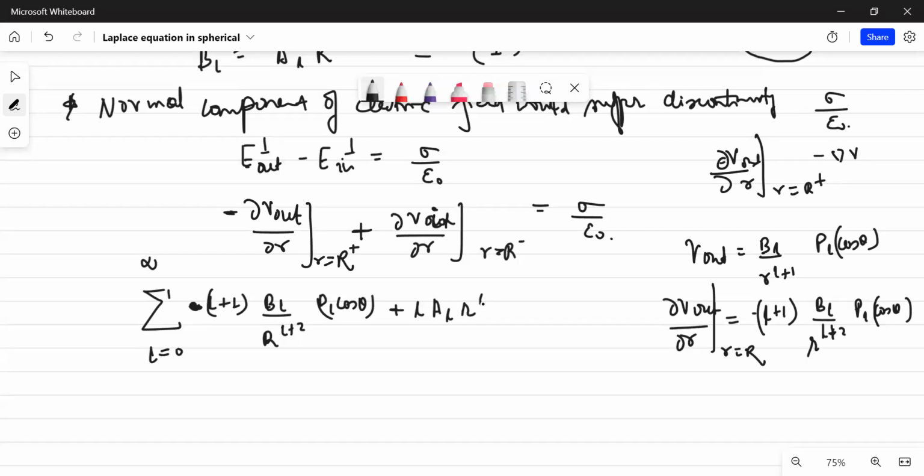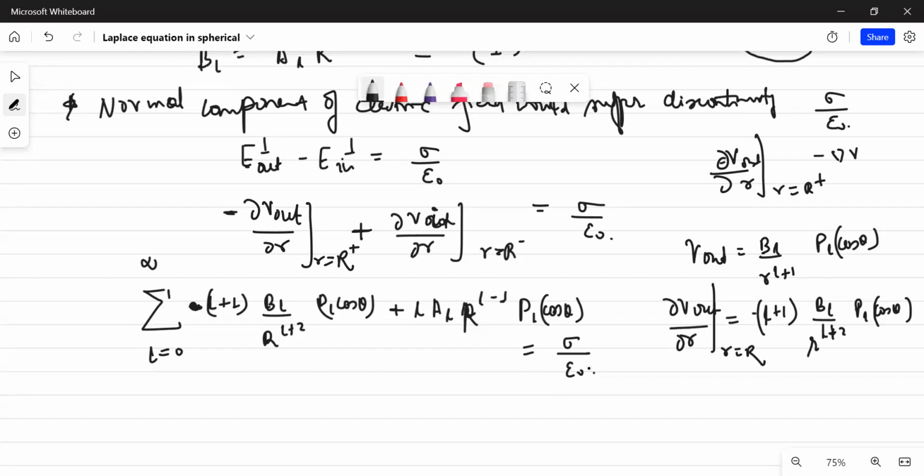Okay, and the second term will have A_l, then there will be R raised to power l minus 1, and then P_l cos theta, and this will be equal to sigma upon epsilon. Is that clear? Did you understand up to here? Yes.